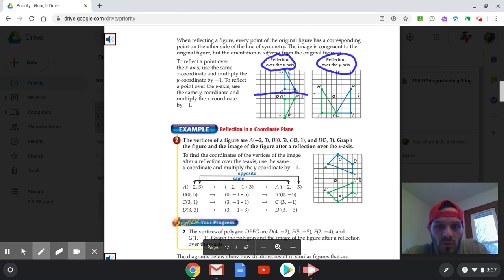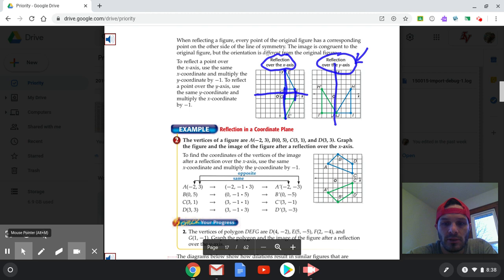Notice that it's 1 unit away from the x-axis, and these E points, E and E prime, are also the same distance away from the x-axis. All right, and then a reflection over the y-axis on this side. Y-axis, y's are the rise, so that's the one that goes up and down. And notice every point is the same distance away from the y-axis.